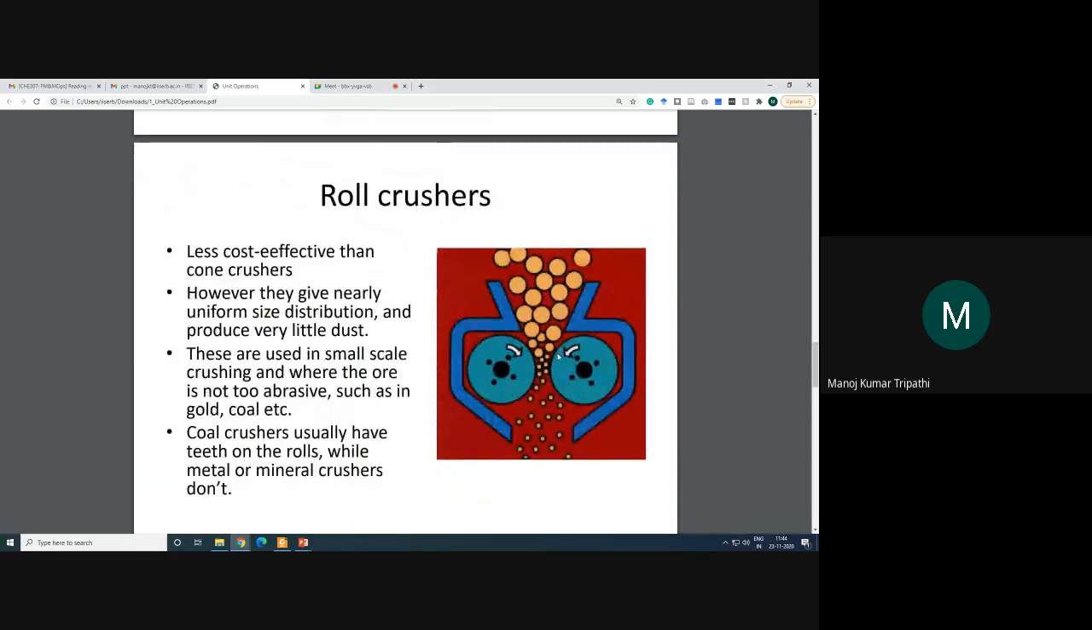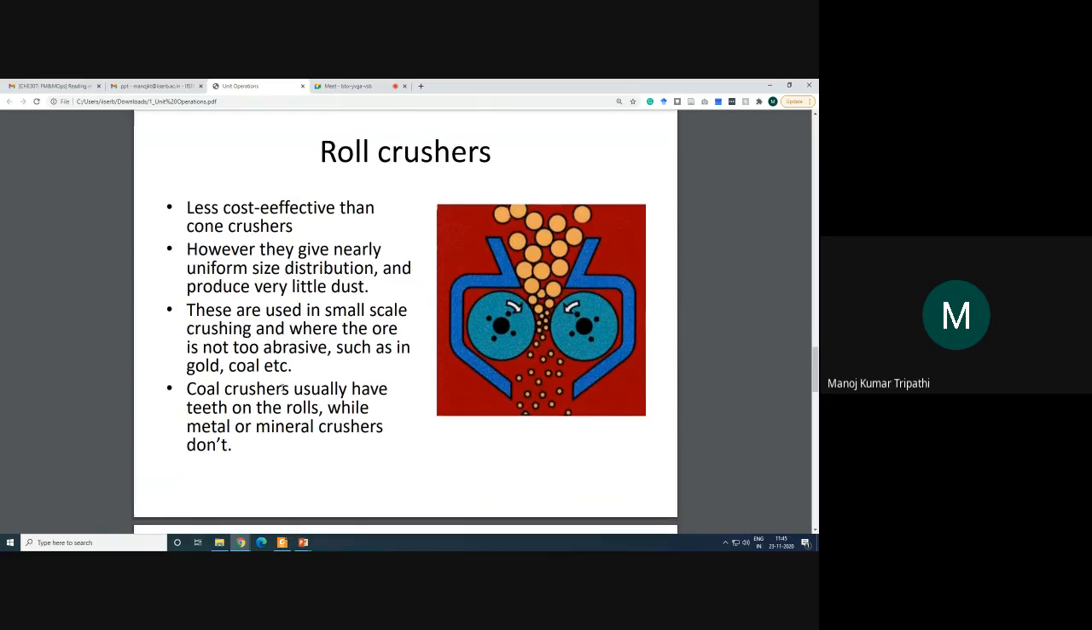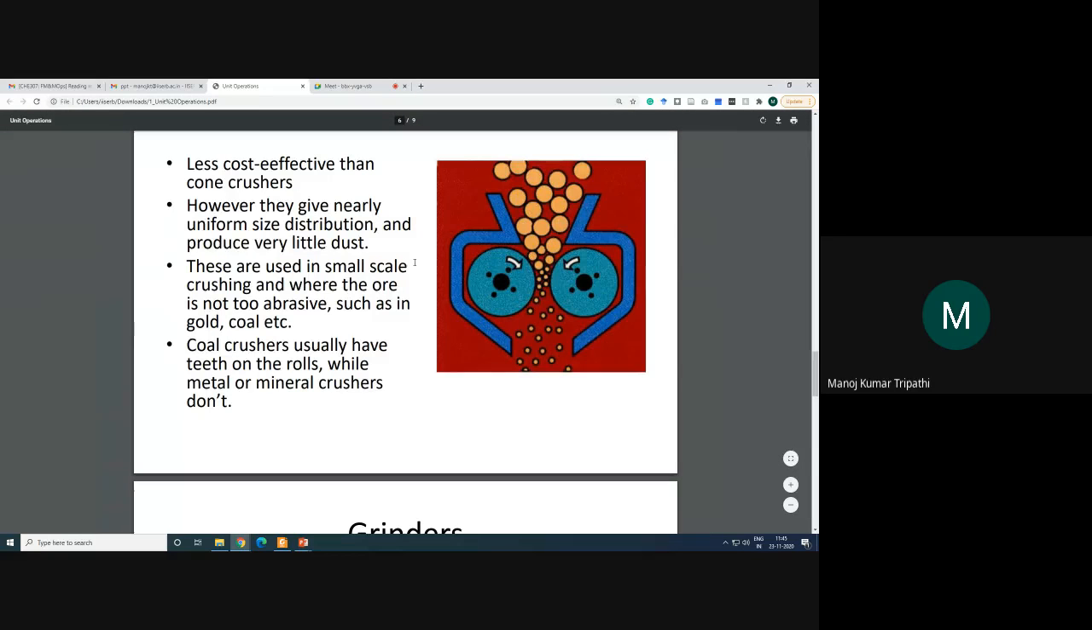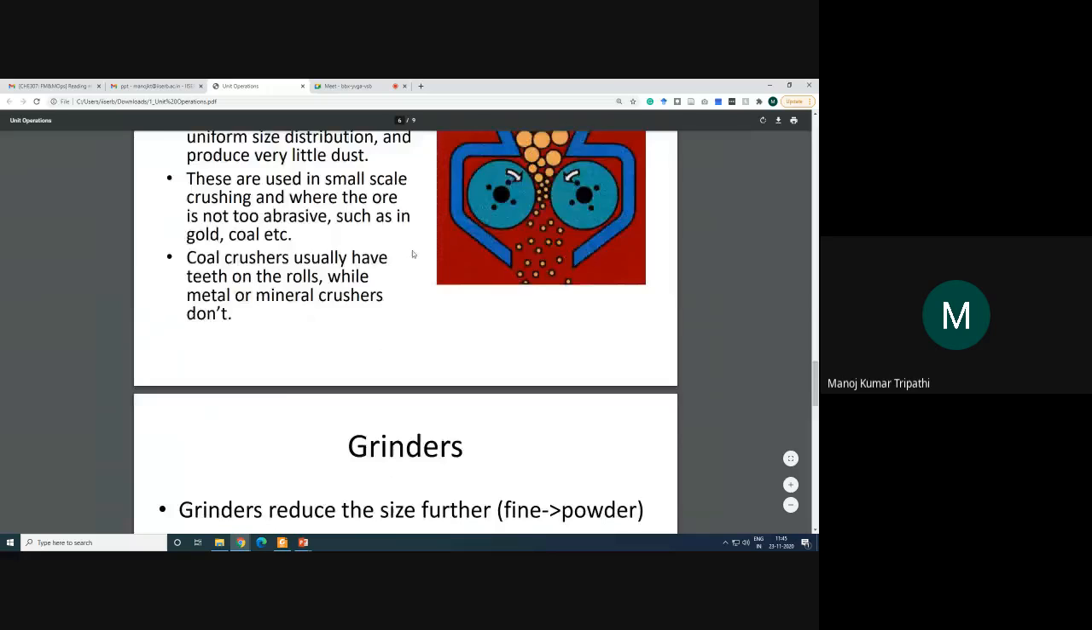These are roll crushers. So these are rolls, two rollers. These are coarse particles, and you get finer particles at the outlet. Coal crushers, yeah. So different kinds of crushers can be customized for different purposes. Coal crushers usually have teeth on the rolls, the extra teeth here, while metal or mineral crushers don't. Okay, and these are less cost effective than cone type of crushers. Gyratory or gyratory are called cone crushers.